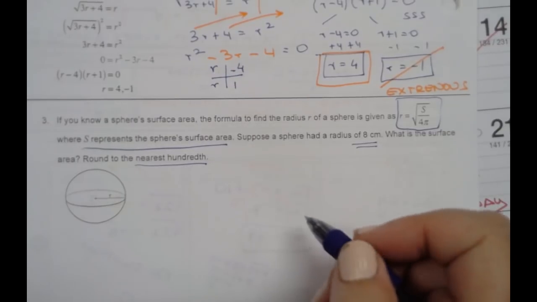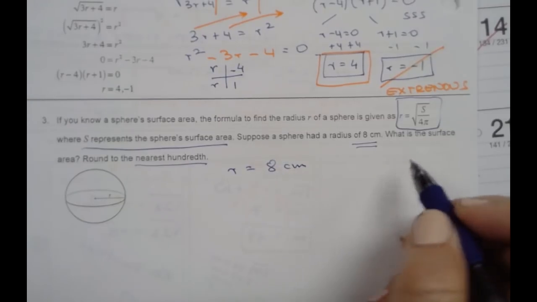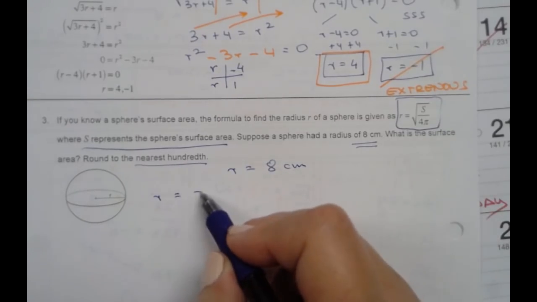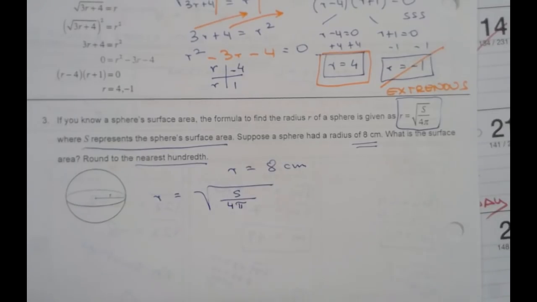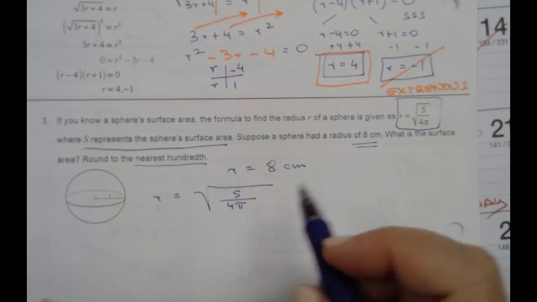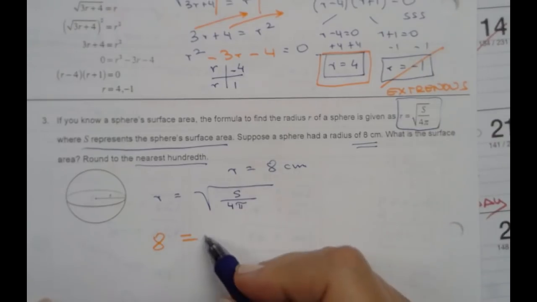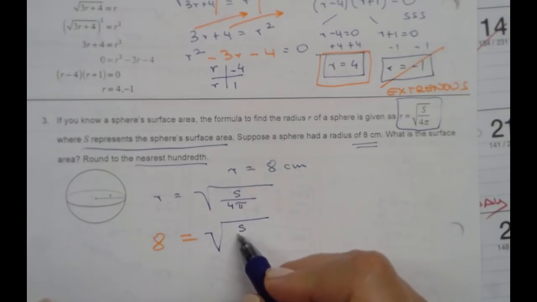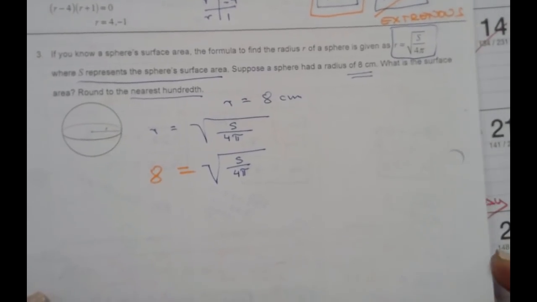So in this case, the radius is given to me. It's 8 centimeters. They also give me the formula, which is the square root of s over 4 pi. And now I need to plug in the information that they give me, and that's the radius, 8. So I'm going to substitute 8 is equal to the square root of s over 4 pi. Looks complicated, but in reality it's not.